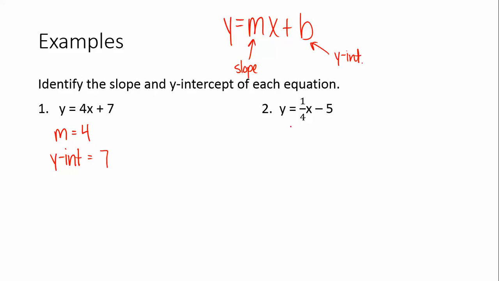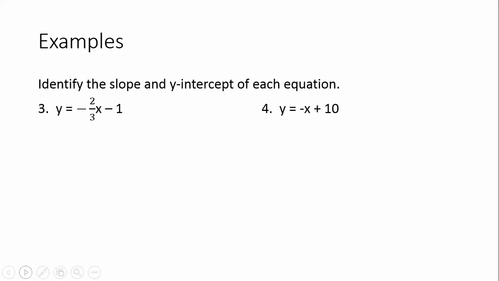How about equation 2? The slope, again, it's always the number that's right in front of x, is 1/4, and the y-intercept here is -5. Please notice the sign there is subtraction. That means that 5 is negative, so this line would cross the y-axis at -5. Here are a couple, try these on your own. What's the slope and what's the y-intercept?